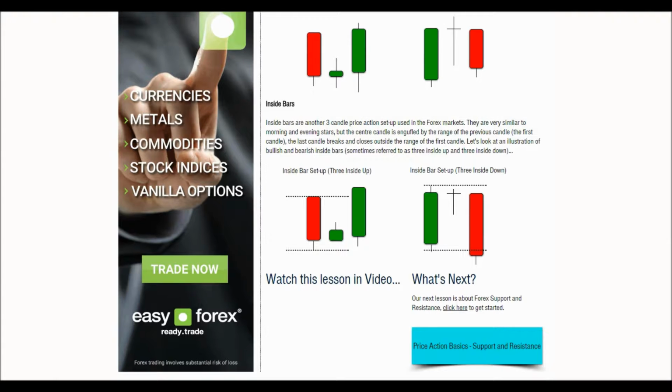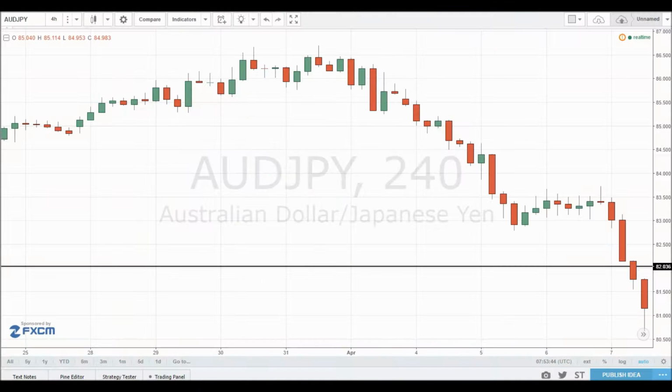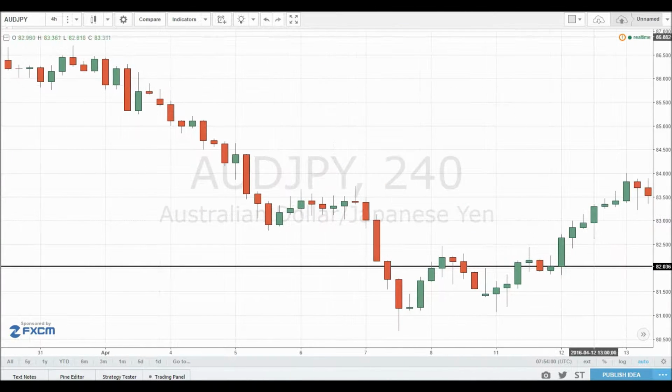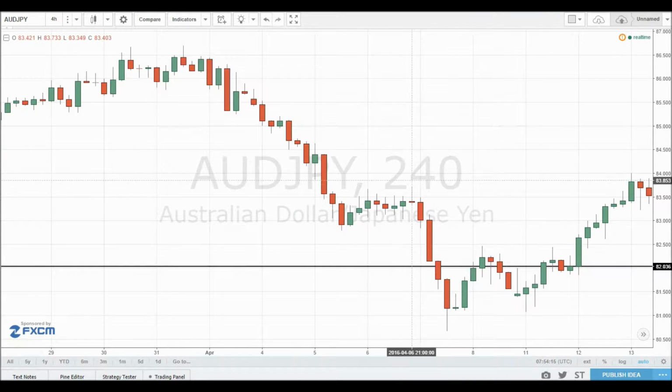So they're inside bars. And then we have morning and evening stars, which basically create a doji followed by an engulfing candle. We normally have a move up, doji, and move down. And there is one just here, look. Move up, doji, move down. That's the setup. Go short and price is down trending. We're on a pullback. So that's good.